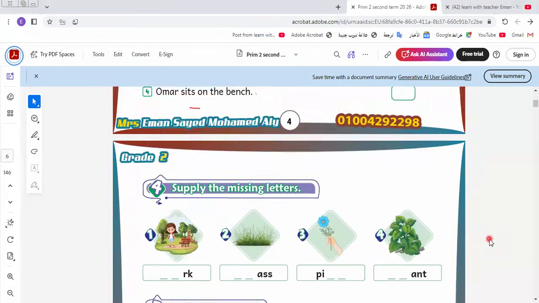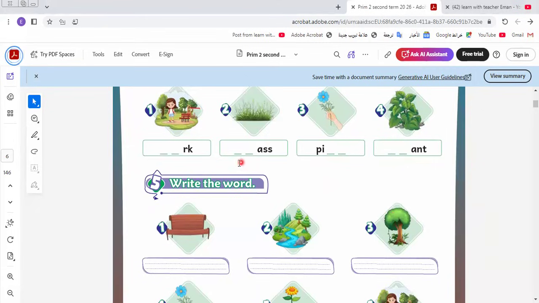After I finish the lesson, I will leave you the link of this booklet below the video to download it and answer by yourself. I leave you the link of the school book and this booklet to trace what we took. Here we have bar, here we have grass. I will leave the next two words for you to do by yourself.